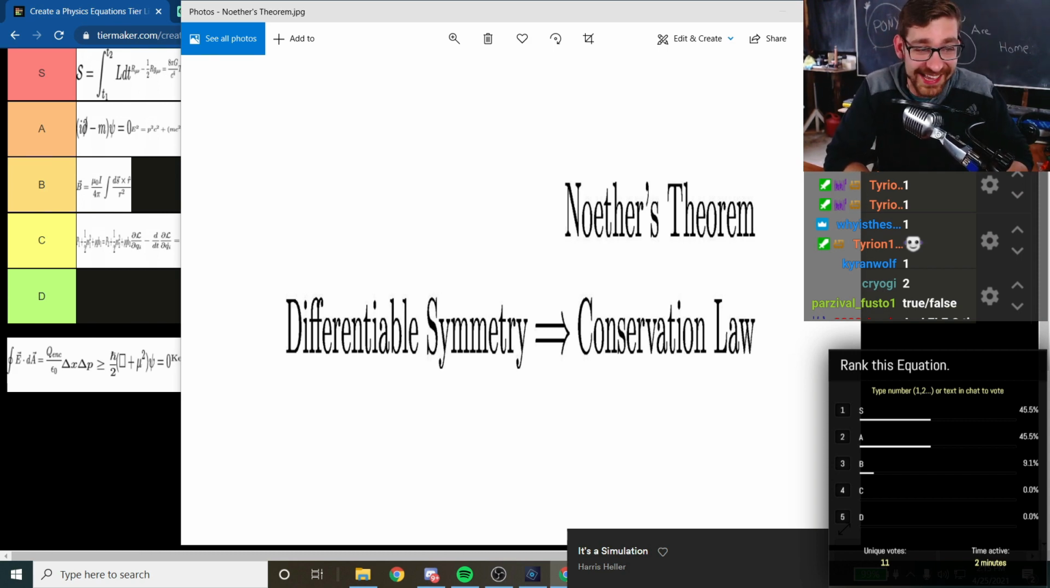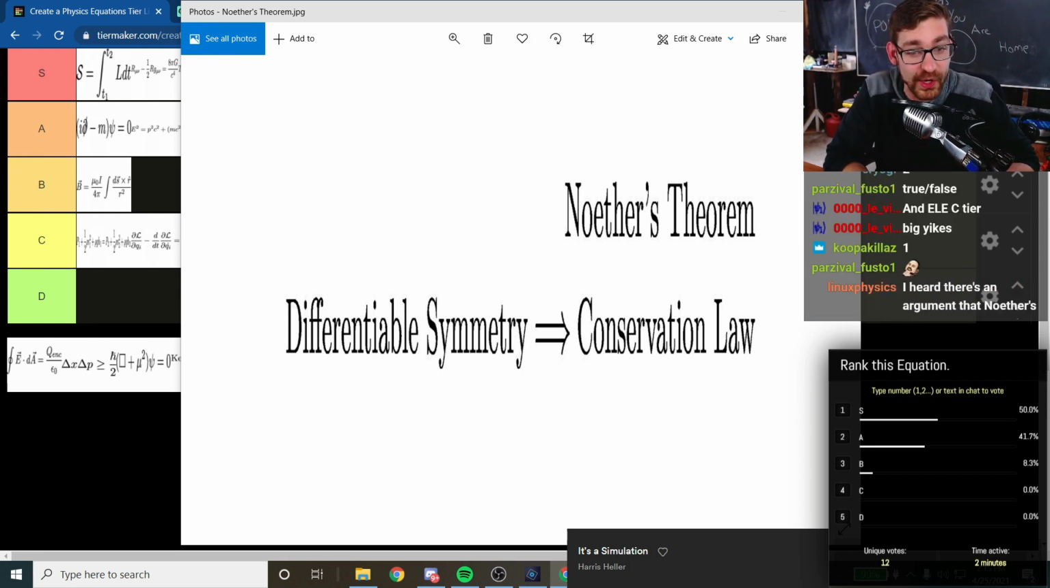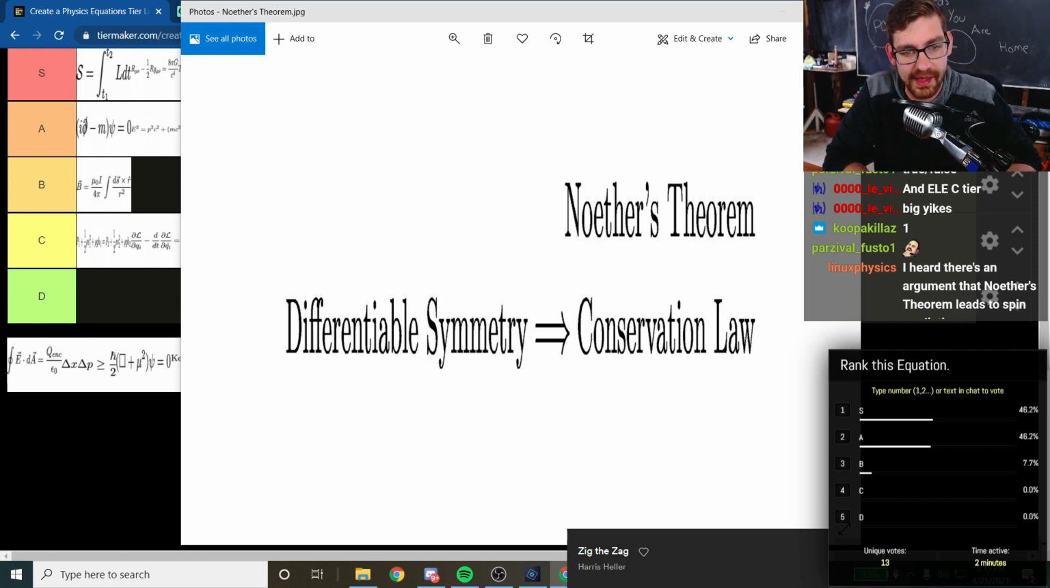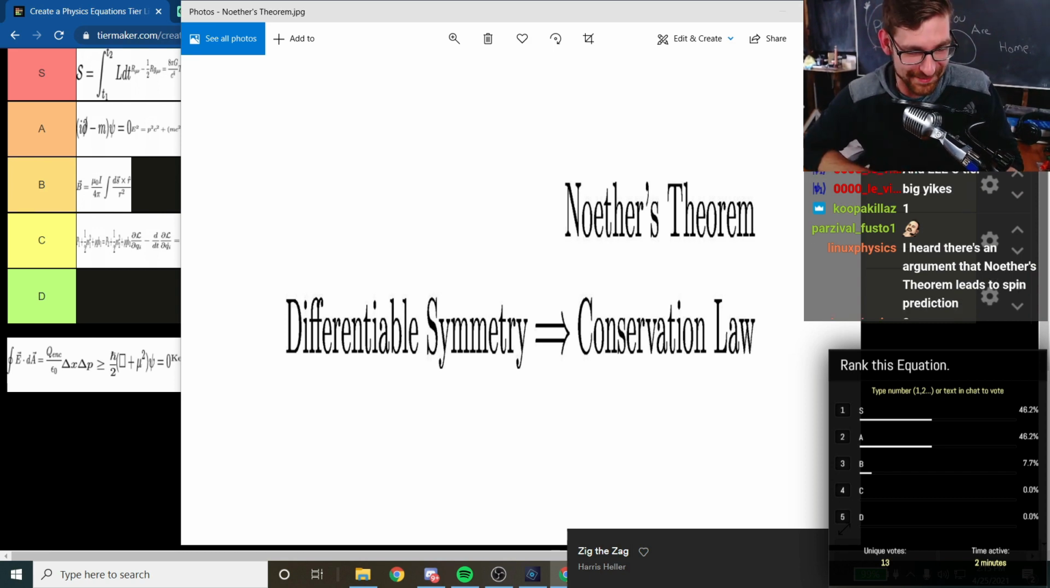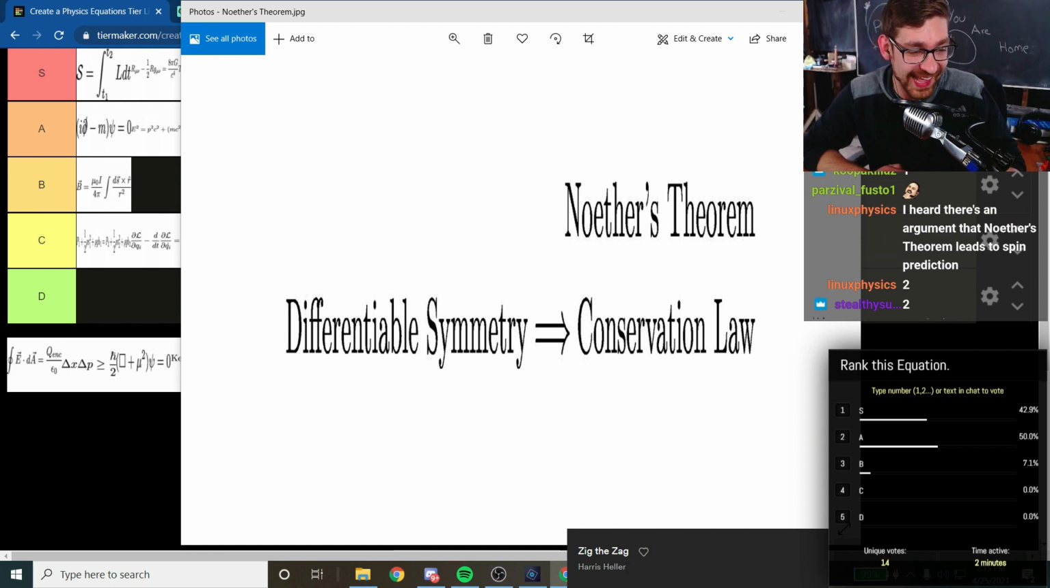It's not a big yikes. We're tied right now. We need a tiebreaker. Am I gonna have to be the tiebreaker? Oh, Koopa tie broke it. Tie broke it? Broke the tie? And then Linux brought it back for the tie again. And Stealthy put it into A.